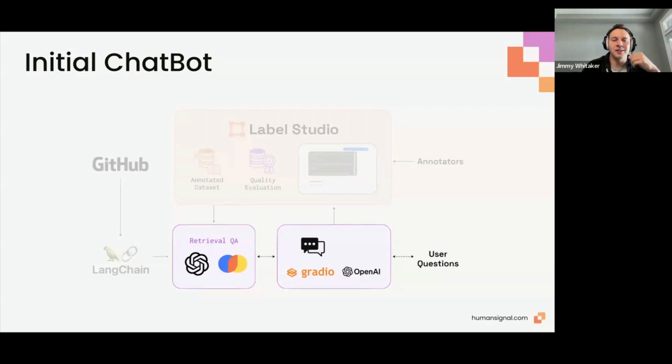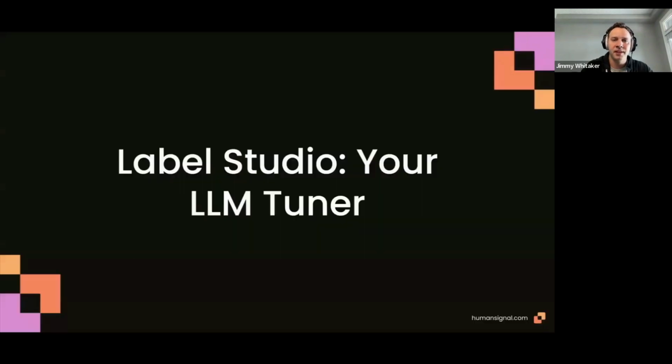So in my experience, and basically most of my life in machine learning, at least, the continuous improvement part has been the real beast to wrangle. And so this is where I'm pretty excited about some of the Label Studio stuff. So how do we improve on this over time? This is where Label Studio comes in, basically the way to tune your large language model.